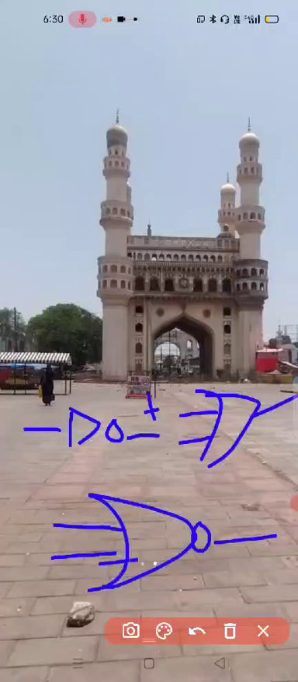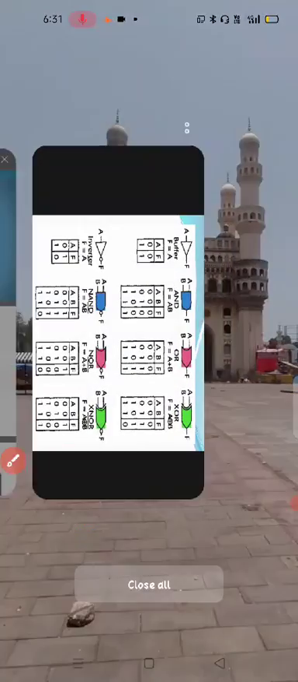So the combination of OR gate and NOT gate is NOR gate. The combination of NOT gate and AND gate is NAND gate. In NAND gate, see the outputs of AND gate: 0, 0, 0, 1. Outputs of NAND gate: 1, 1, 1, 0. So if we apply the outputs of the AND gate to the NOT gate, AND gate plus NOT gate.